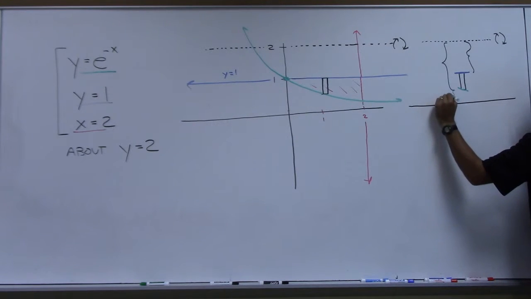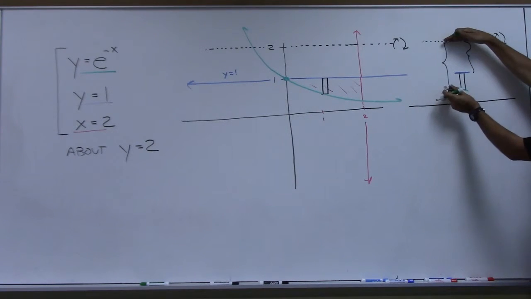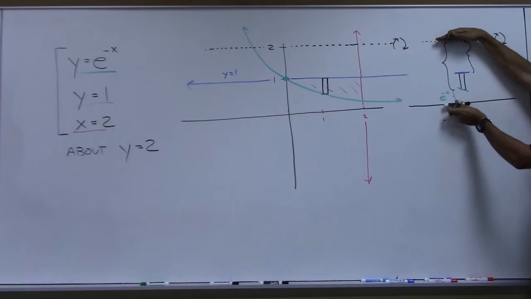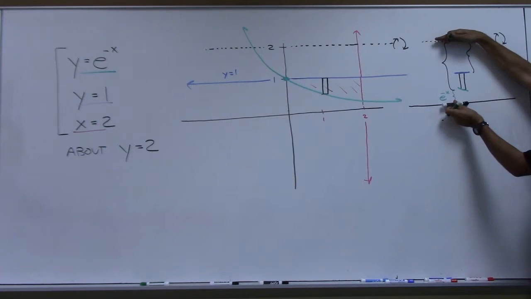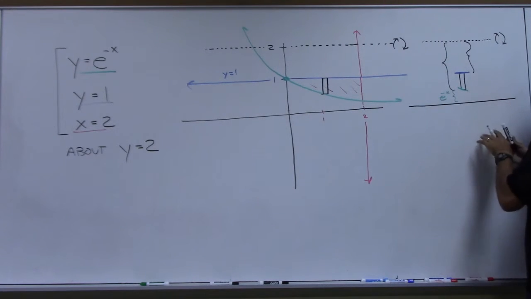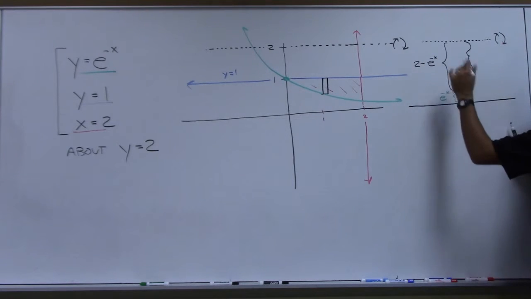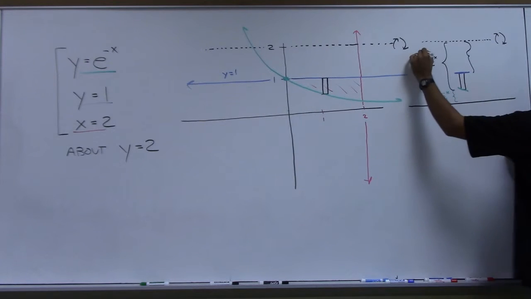E to the negative x. That's just here to here. The distance from here to here is what? 2 minus... because from the x-axis to here is 0 to 2. It's 2, right? So if from here to here is 2, then from here to here is 2, take away the e to the x. So this is 2 minus e to the negative x, I said e to the x, e to the negative x is what I meant to say. Do you all see that? That is your outer radius.